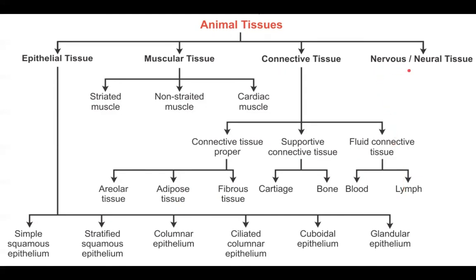The neural tissue makes you aware of your external and internal environment. It helps in perception, and this tissue makes you extremely aware of your internal and external environment. So with this, we finish the animal tissues.